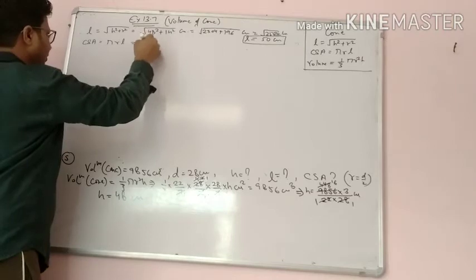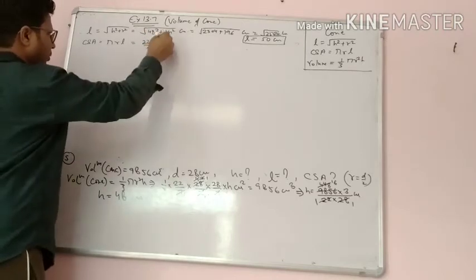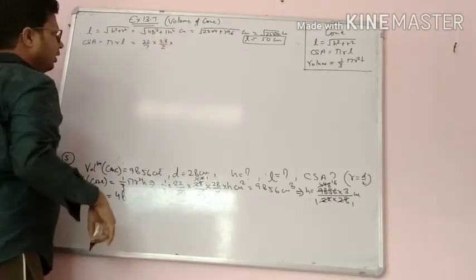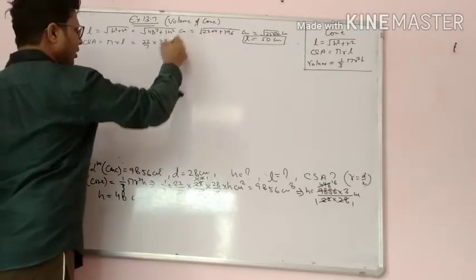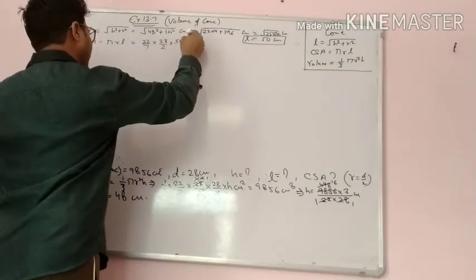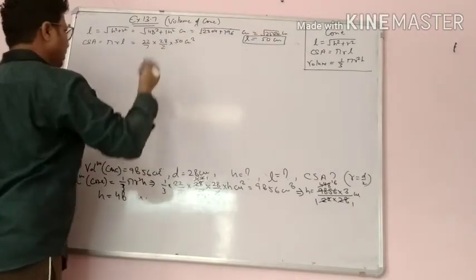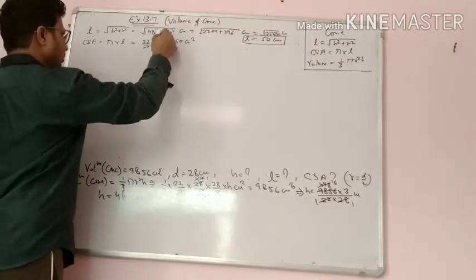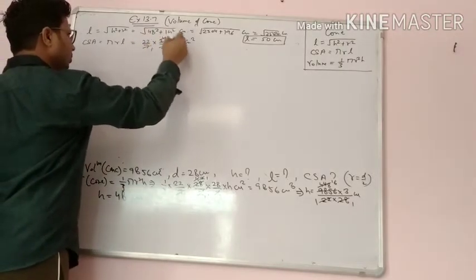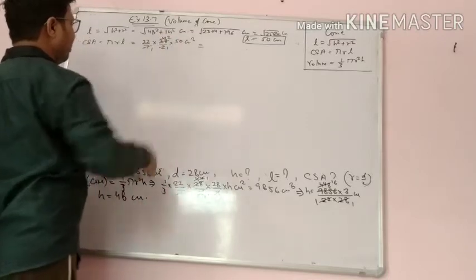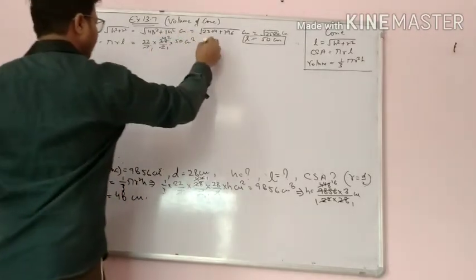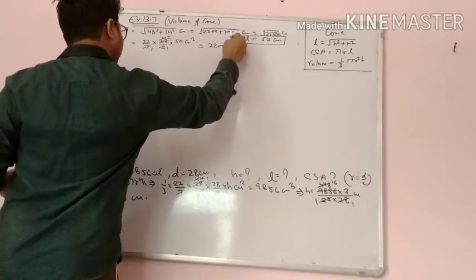Pi value is 22 upon 7, r is 28 upon 2, and L is now 50 centimeter square. If I cancel out, 7 1 is 7, 7 4 is 28, 2 will multiply 50 into 200 into 22, so the answer is 2200 centimeter square.